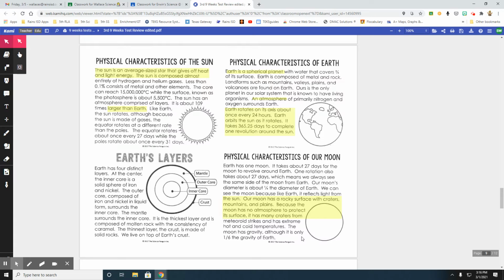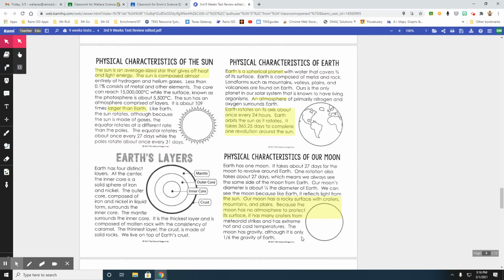So I always joke around with my class to say that maybe Transformers, the movie Dark Side of the Moon, maybe they were right. Maybe the Decepticons actually do live on the dark side of the moon because we cannot see that from Earth. We're just always looking at the same side.